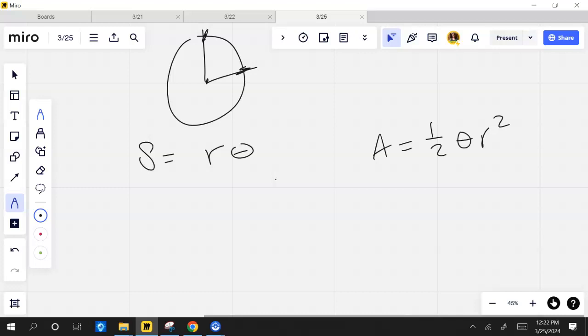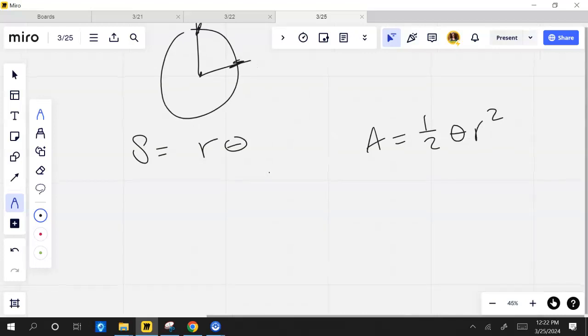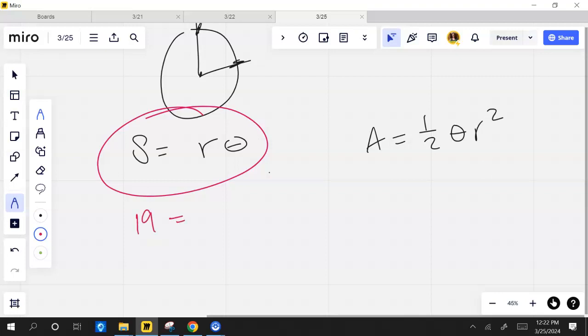All right, number 9. An intercepted arc has a length of 19 yards. So intercepted arc, I'm using this equation. It has a length of 19. The radius is 4. Find the measure of the central angle in both radians and degrees.